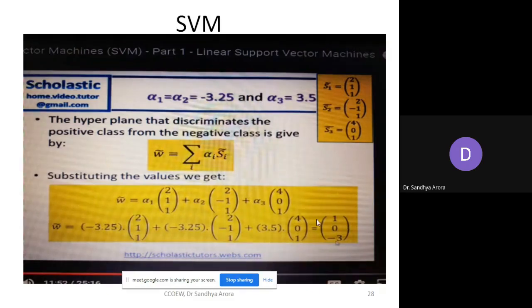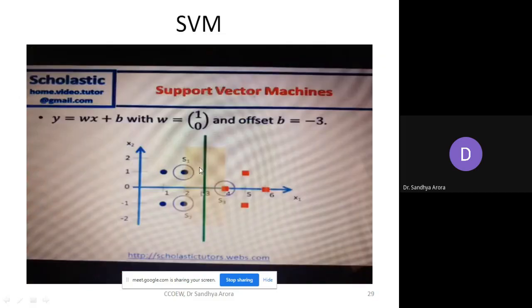This minus 3 is your bias value, isn't it? This is W1, this is W2, this is your bias value. So your plane equation is W1 x1 plus W2 x2 plus bias equals 0. Whatever x2 value you keep will be multiplied by 0 only, isn't it? And the x1 value will be multiplied by 1, minus 3. So your plane equation has W value 1 and 0, with bias value minus 3. So this is how your plane will look like.